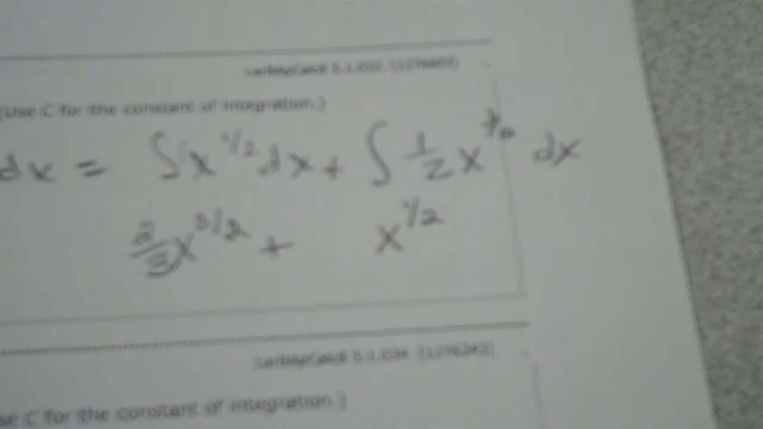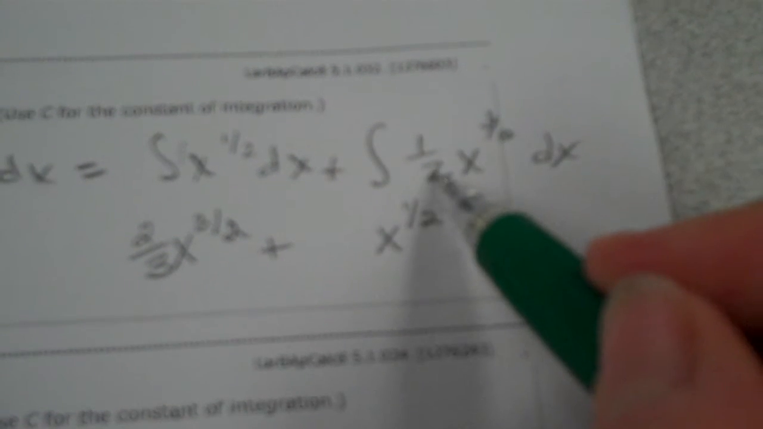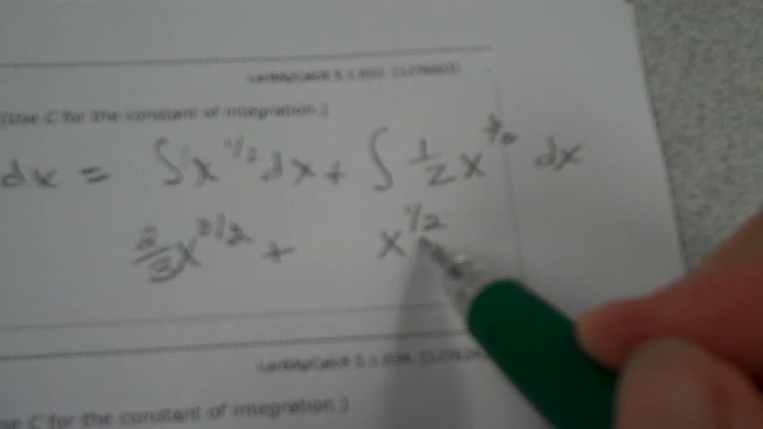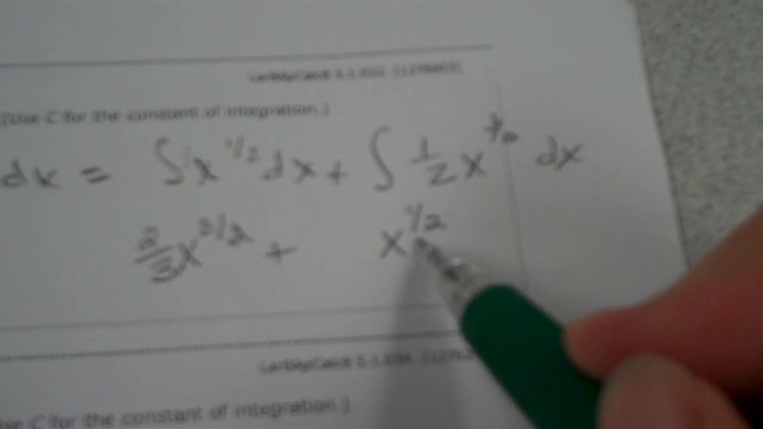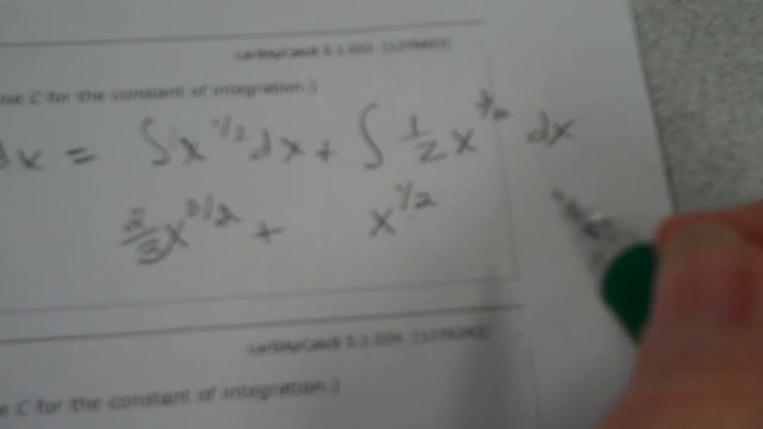But I'm going to do it with the simple power rule, so I'm going to add 1 to the exponent of the first, and then I'm going to take the old coefficient and divide it by the new exponent, and that'll give me 2/3. Then on the second one, I'm going to add 1 to the exponent, so it's a 1/2. Old coefficient divided by new exponent. A 1/2 divided by a 1/2 is 1. And then I'm going to add on c.